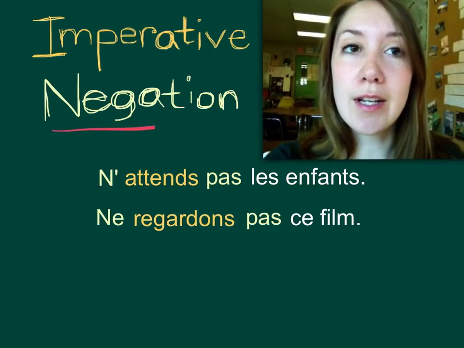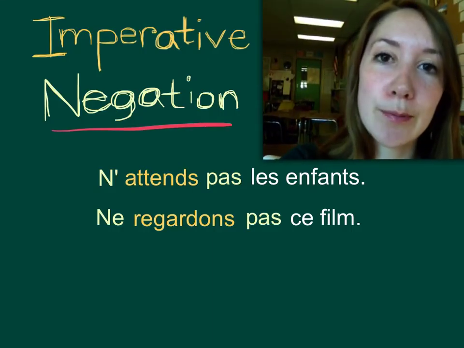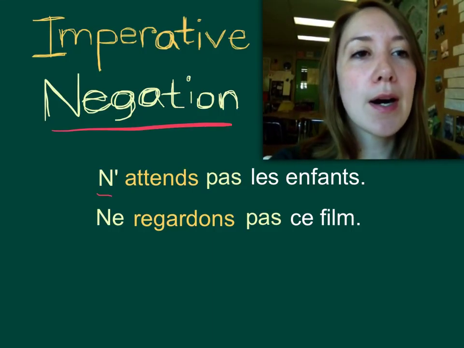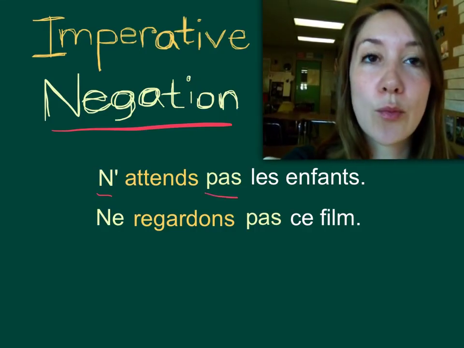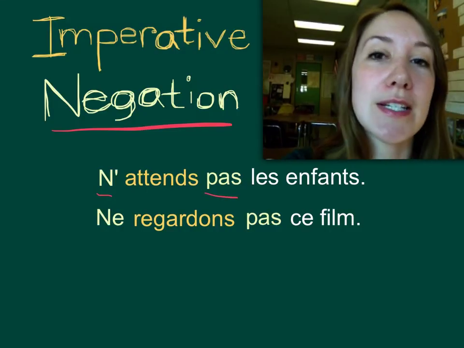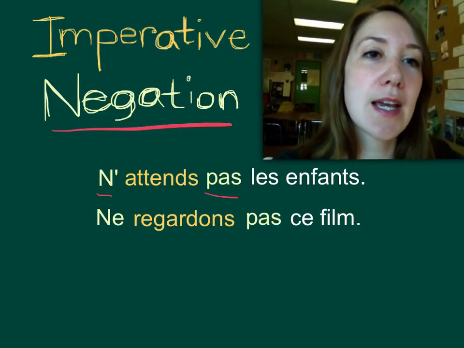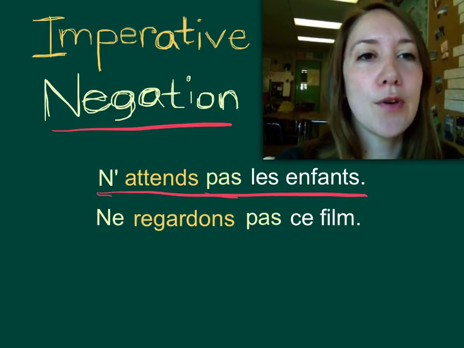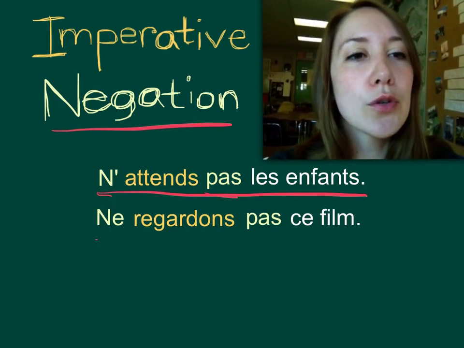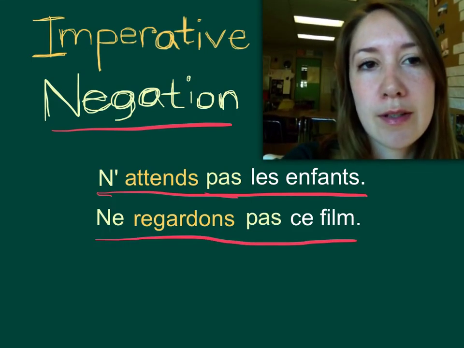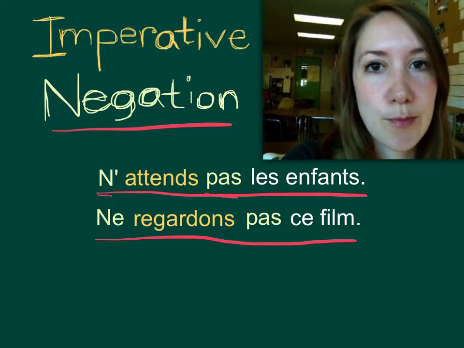For negation in the imperative, it's quite simple. We just put the ne and the pas around the verb, just like always. So if I want to tell someone what not to do or suggest that someone doesn't do something, I could say, n'attends pas les enfants. Don't wait for the kids. Or, ne regardons pas ce film. Let's not watch this movie.